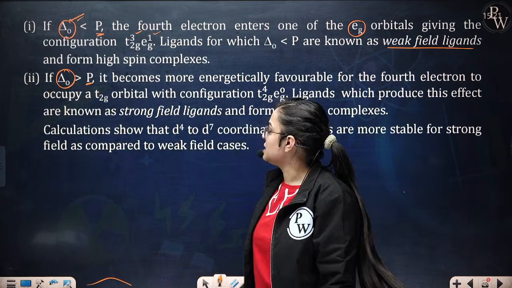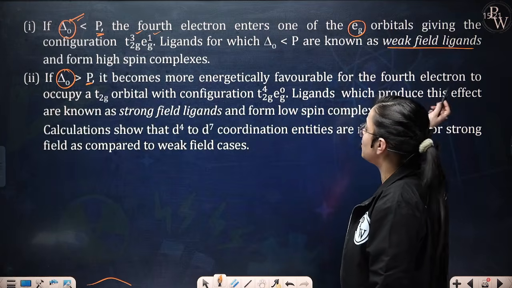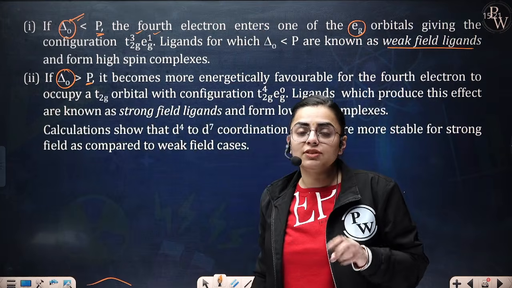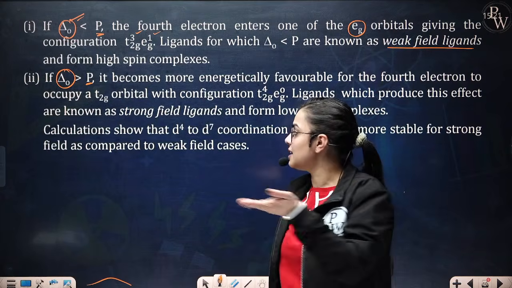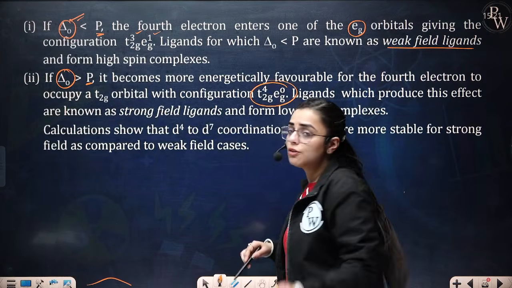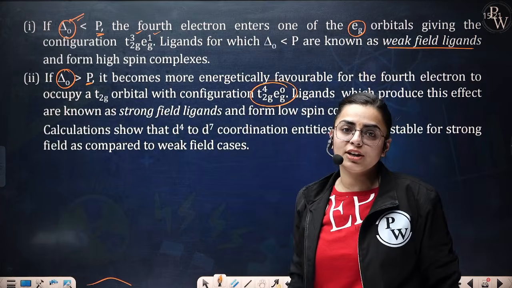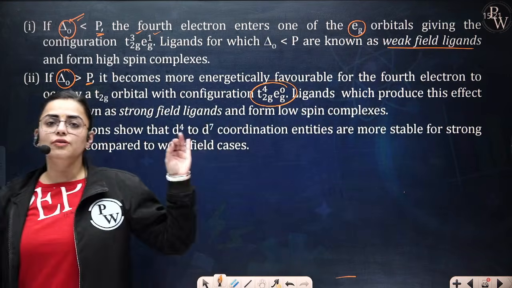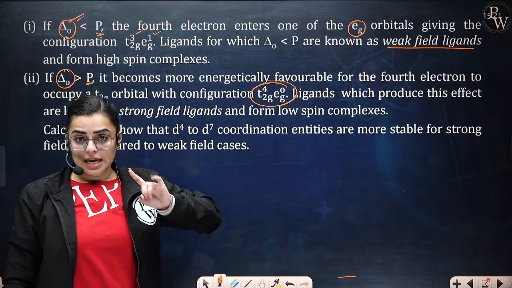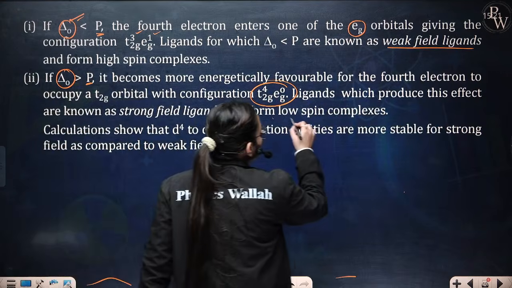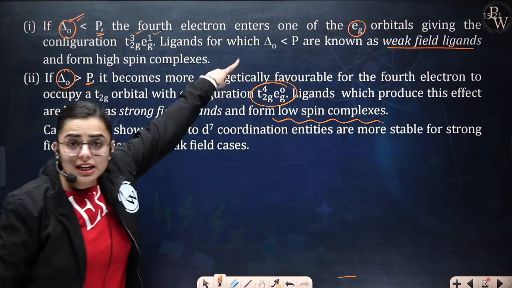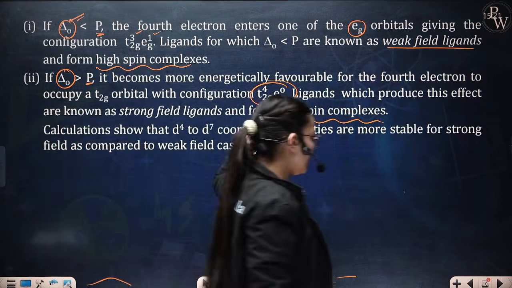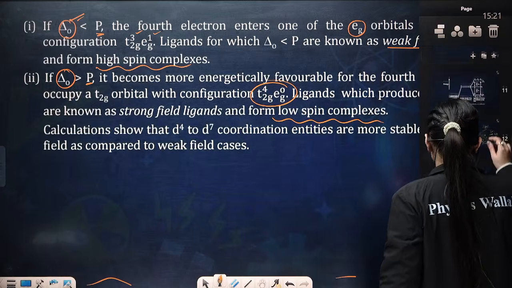Is it clear? Now see, it becomes more energetically favored for the 4th electron to enter into T2G. That means pairing will occur. The electron will not go into the EG level. It will pair automatically in the lower energy level. That is what is happening over here, with a configuration of T2G having 4 electrons and EG having 0 electrons. Ligands which produce this effect are referred to as strong field ligands. And one more thing: strong field ligands will form low spin complex, while weak field ligands will form high spin complex. Great. Now the electrochemical series tricks I'll let you know in the next lecture.